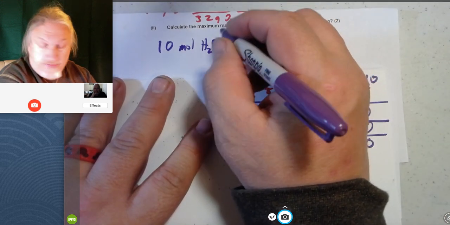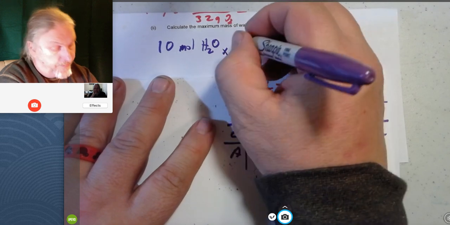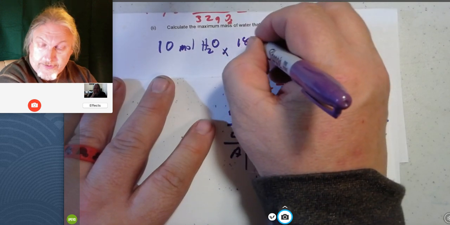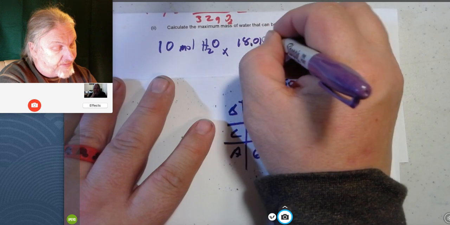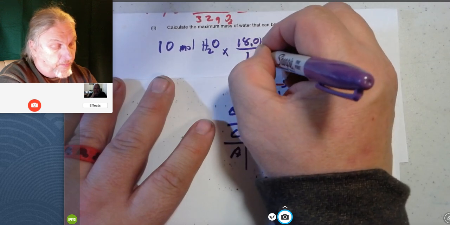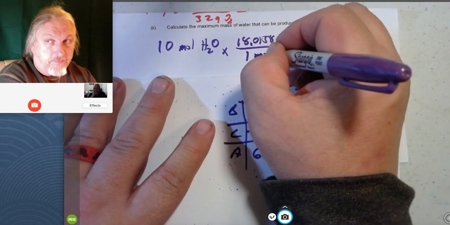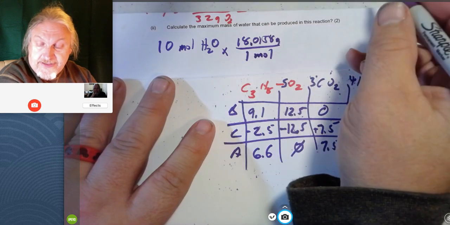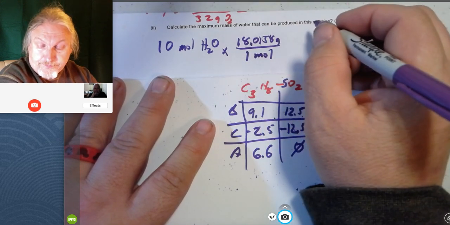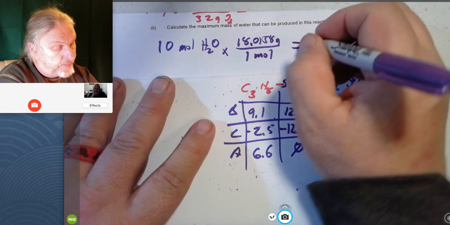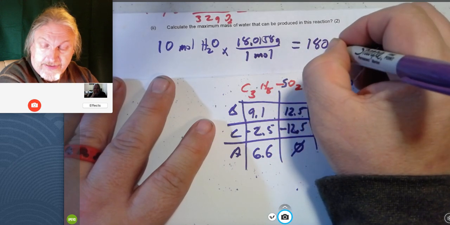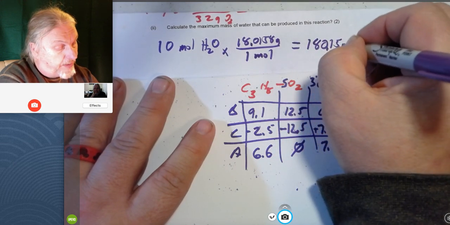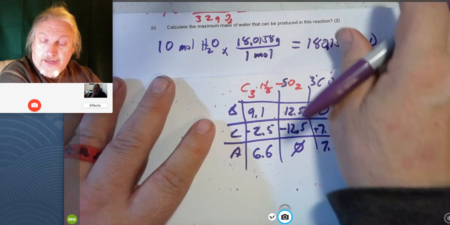So 10 moles of H2O times the molar mass of water, 18.0158 grams over 1 mole, because that means for every 1 mole of water, it has a mass of 18.0158. And that's going to equal 180.15 grams of water.